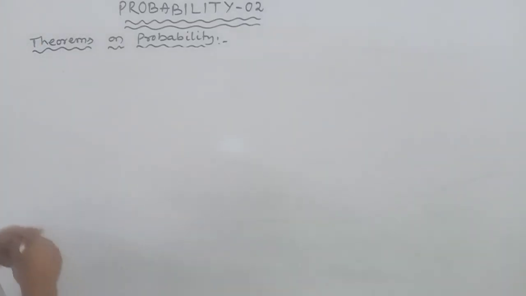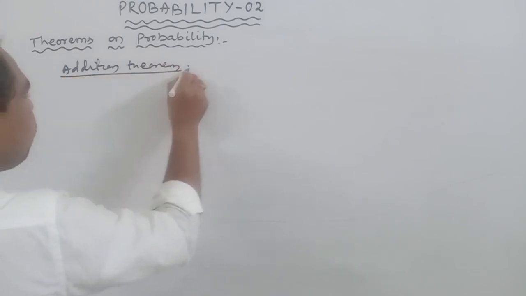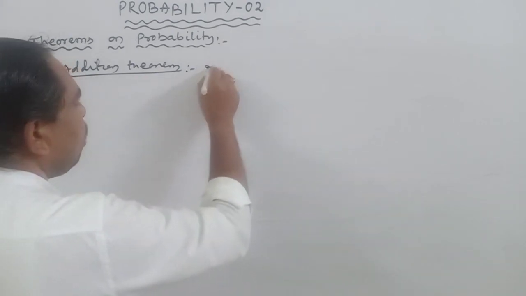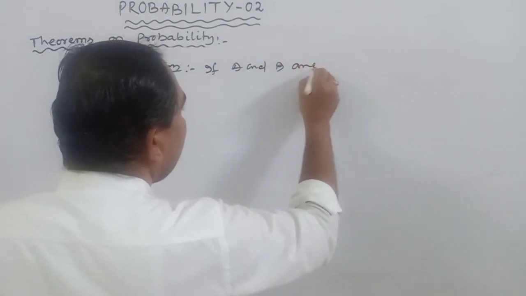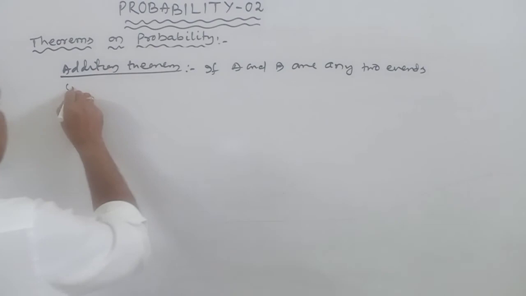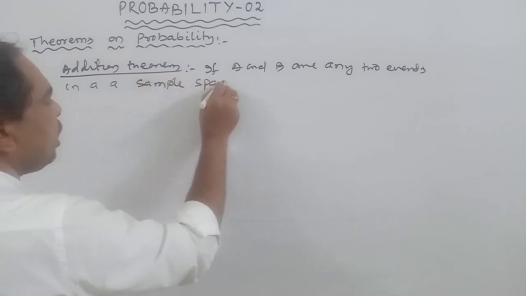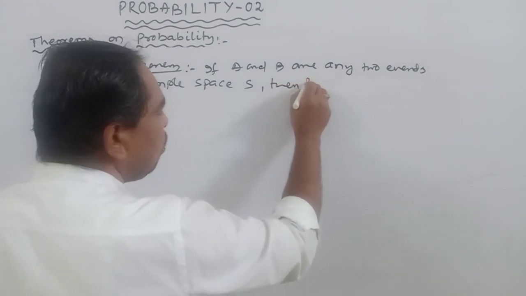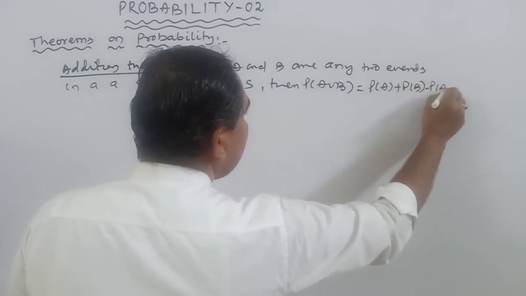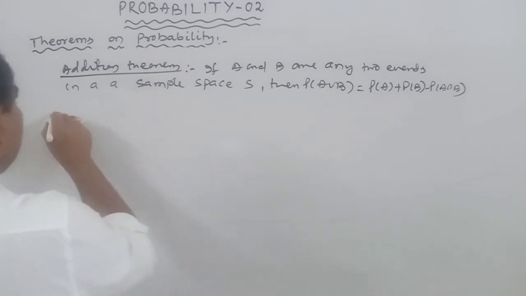Next one, addition theorem. Addition theorem for only two events A and B. If A and B are any two events in a sample space S, then P of A union B is equal to PA plus PB minus P of A intersection B. Now see the proof, okay.